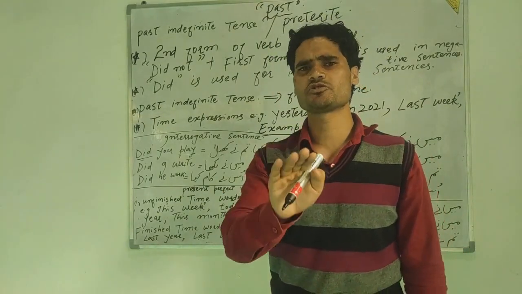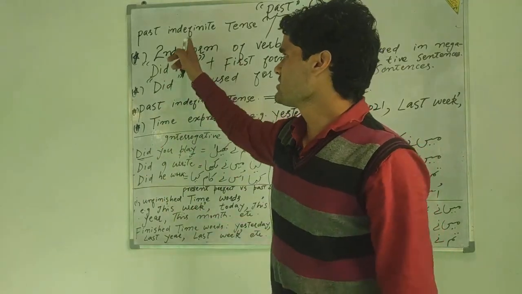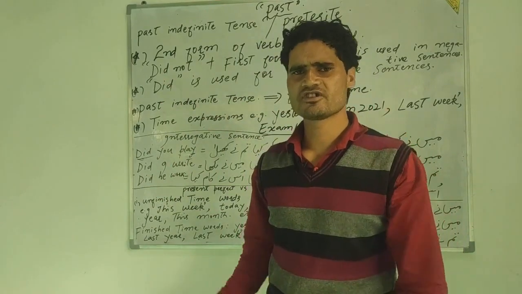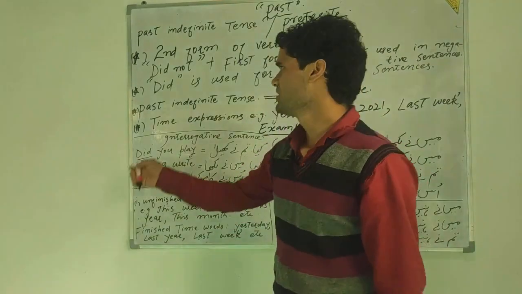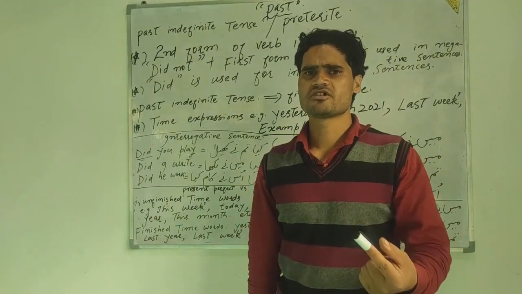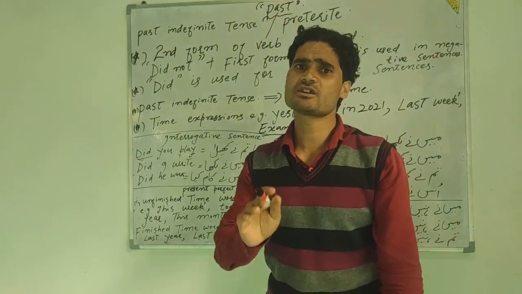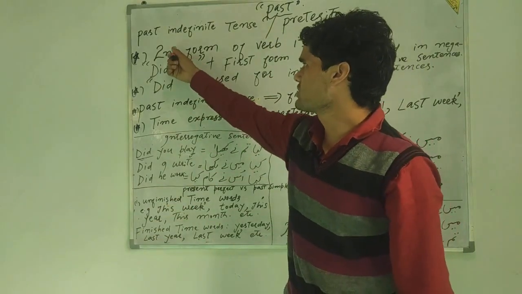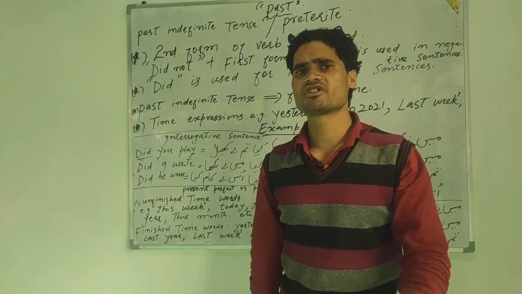I have already told you this type of information in that video. Past indefinite tense means any activity that has ended in the past. It started in the past, it ended in the past, and it has nothing to do with the present now. It has gone by. Now, present perfect tense means any activity or any event that started or completed in the past, but that bears some relation with the present.